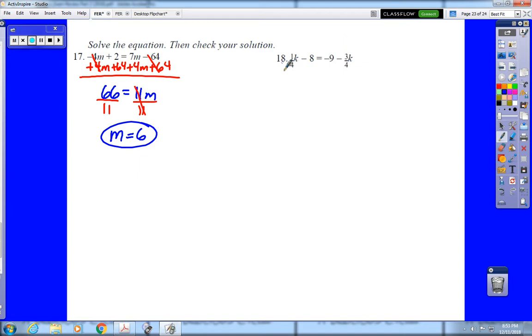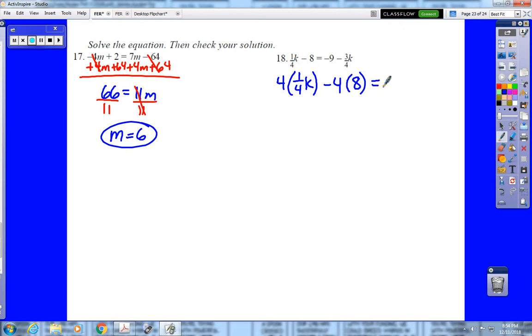Number 18, this has fractions, so we have an important little piece of information here. Remember that we can clear fractions if we multiply everything by the denominator, which would be 4. So 4 times negative 9 and 4 times 3/4 k. Sort of ran out of room, but you get the idea. Multiply everything by 4. And when we do that, the fractions will cancel into the 4's.